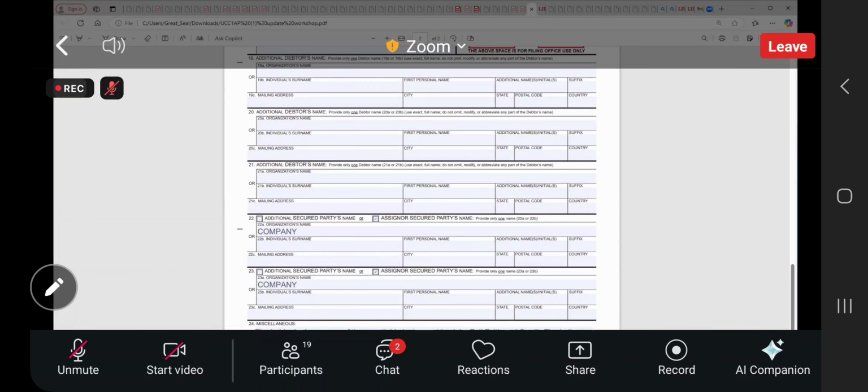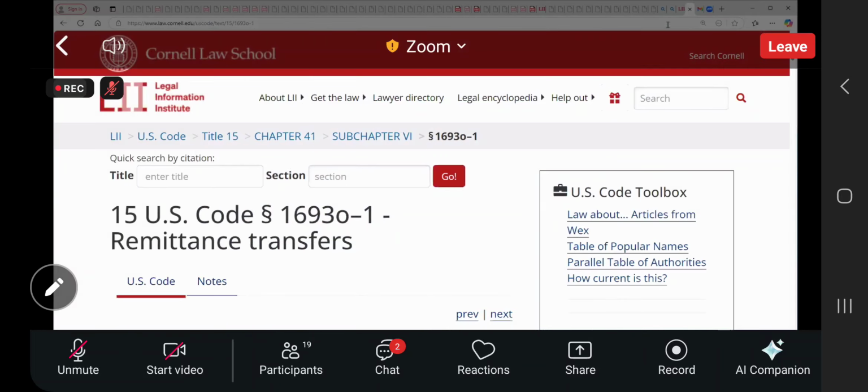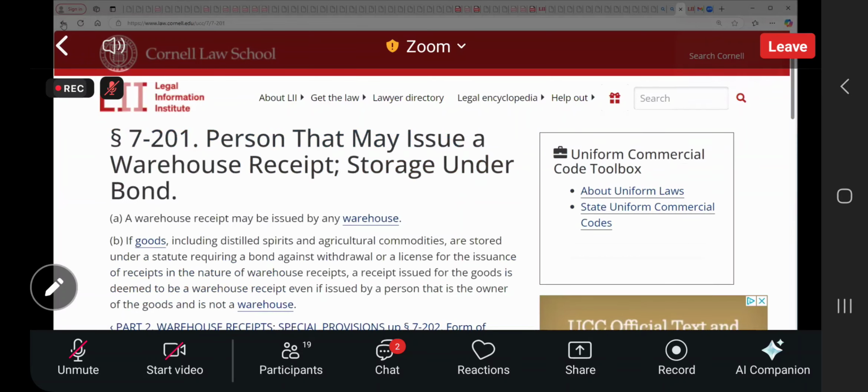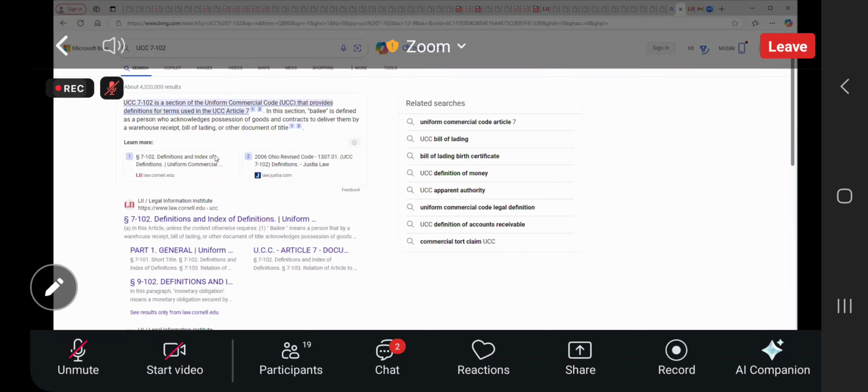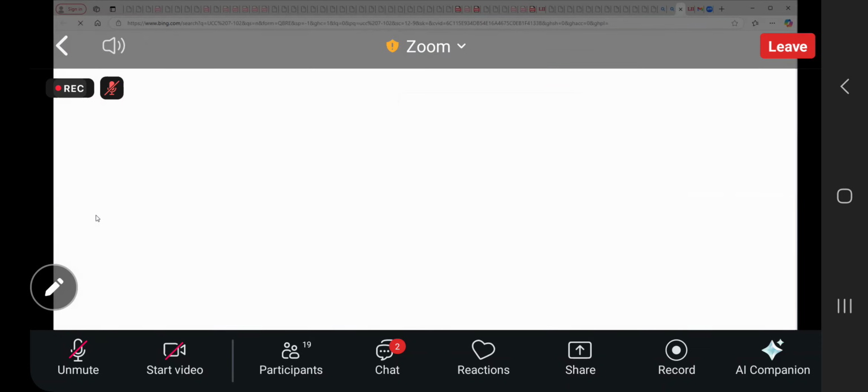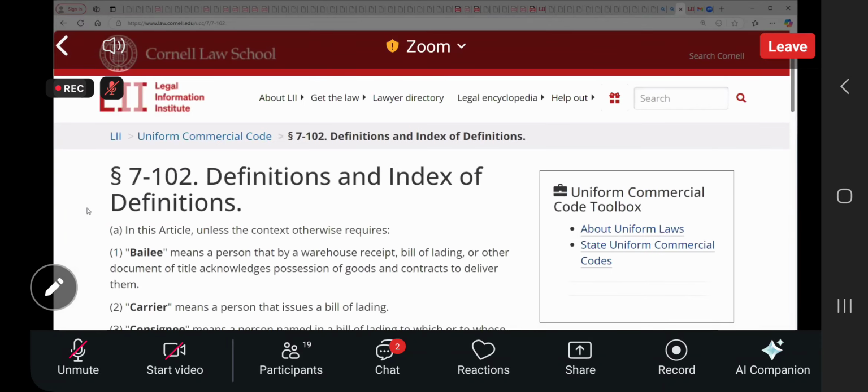So UCC 7-201 and UCC 7-102, what does 102 say? Let's go. We're talking about Article 7 now because 7 is dealing with what? The documents of title. And that's why we're here. We're here because we have a documented title issue. We're here because we want the principal and interest to the assets that are being traded on the market by these companies.